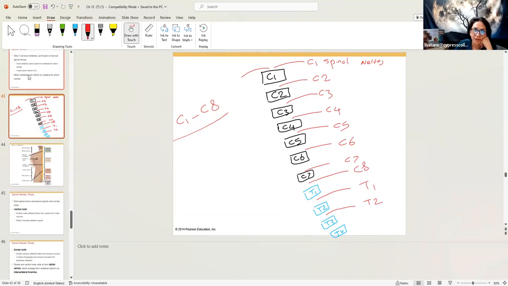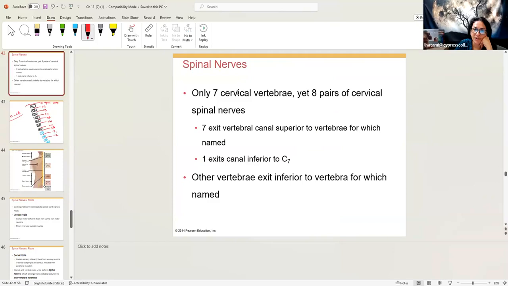So you have this here, only 7 cervical vertebrae. We have 8 pairs of cervical spinal nerves, so it means 7 exit the vertebral canal superior to the vertebra for which they are named, but 1 exits the canal inferior to C7, which is our C8. The other spinal nerves exit inferior to the vertebra for which they are named. One more thing.